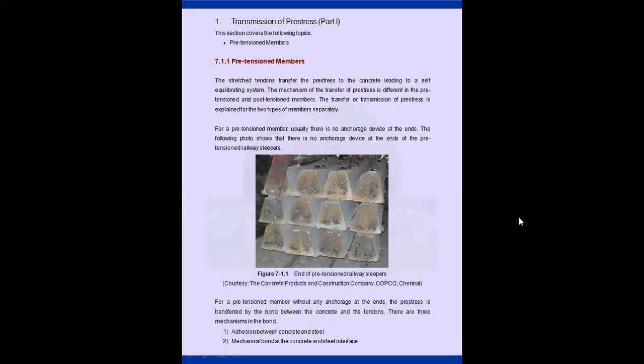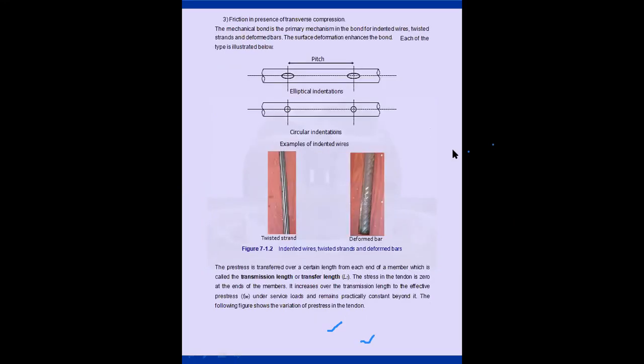There are three mechanisms. First one is adhesion between concrete and steel. So this is one mechanism. Let me show it with the pointer also. Yes, this is one, adhesion between concrete and steel. The next one is mechanical bond between the concrete and steel. And the next one is friction in the presence of transverse compression. These are the three different mechanisms which make your member pre-stressed.